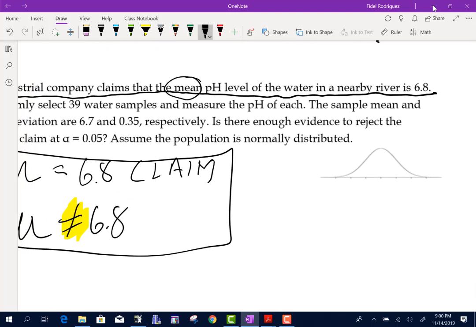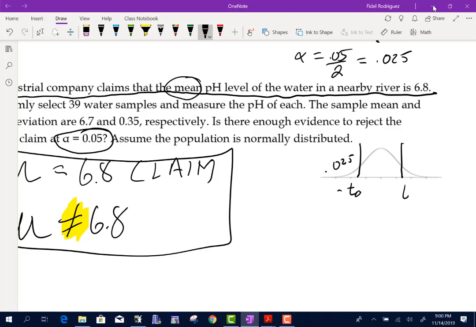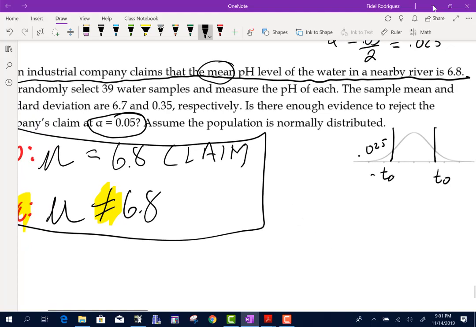Okay, so let's do this. Let's find those critical values first. Do you see how the alpha is 0.05? But guys, because this is going to be a two-tail test, what am I going to do with that alpha number first? Divide it by 2, 0.025. Now guys, remember, we're going to get two values. One of them is going to be negative and the other one's going to be positive, right? Okay, so let's see what else.